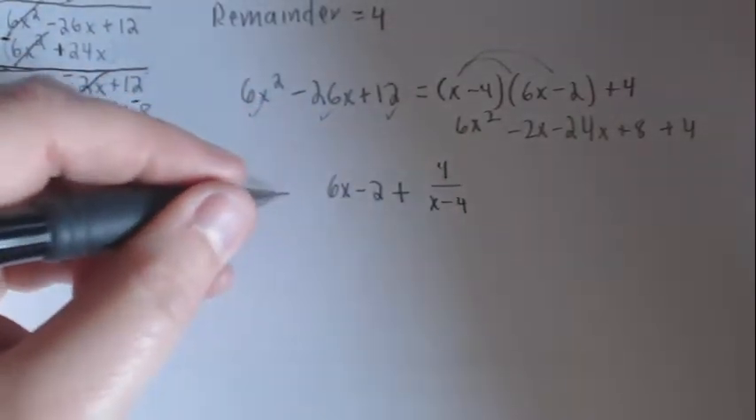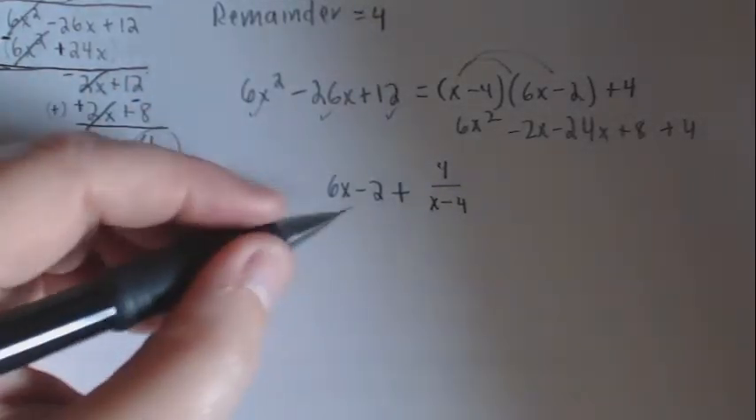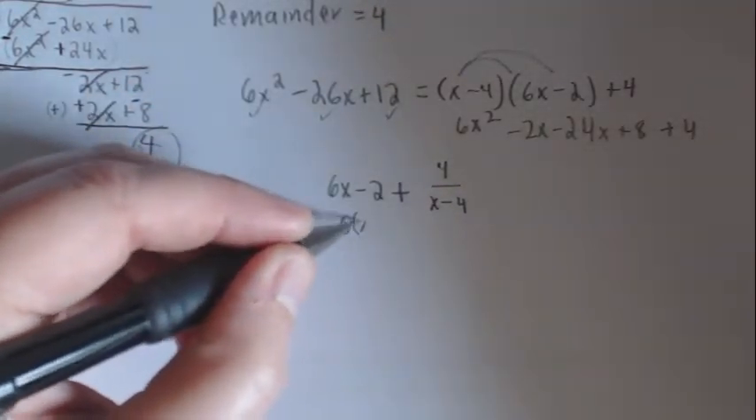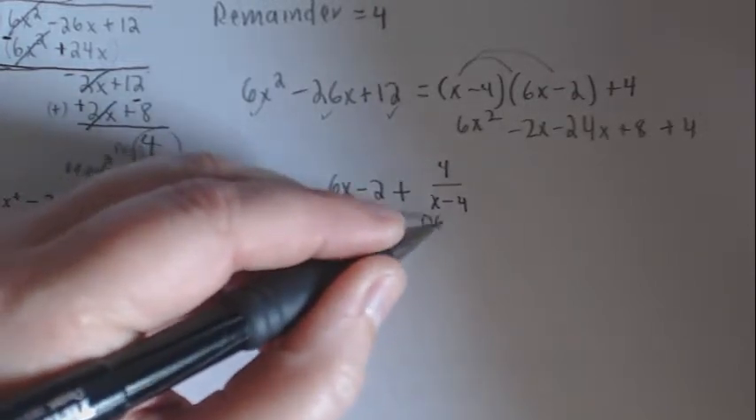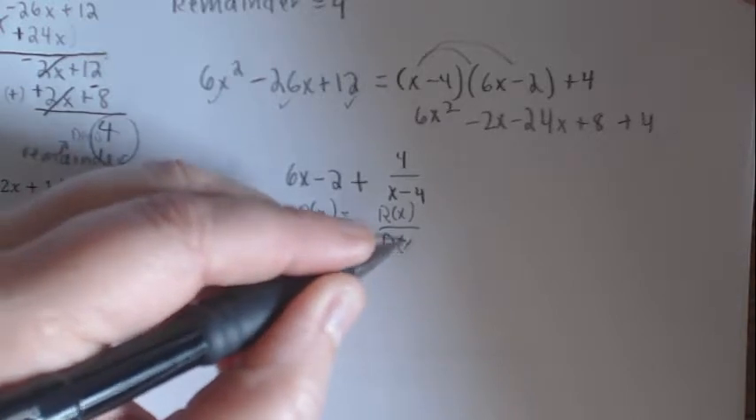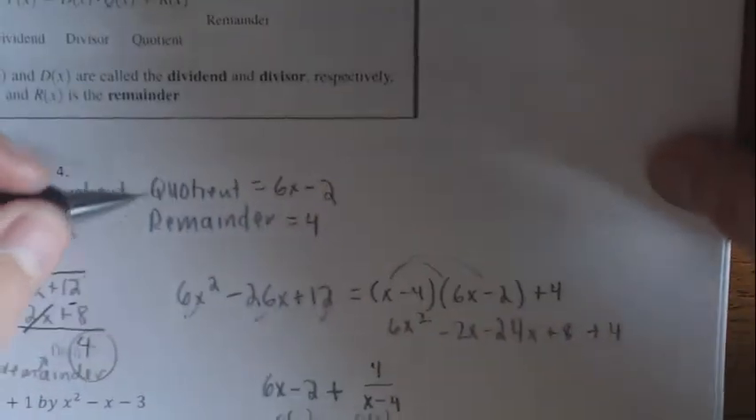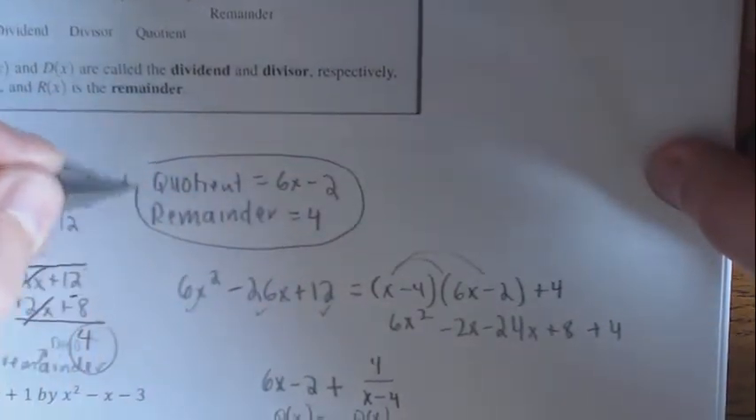So this is the result. When you're asked to divide, you get this. So this would be your quotient plus the remainder over your divisor. And so WebAssign might ask it for this. We usually just ask you to tell us the quotient and the remainder.